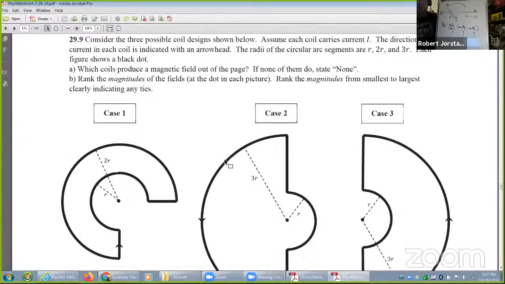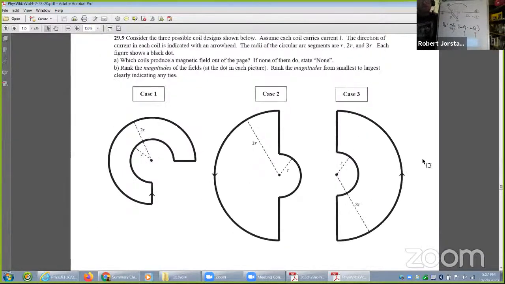This was a test question once. Okay, so we've got these 3 coil designs. Now, rather than do this problem, let's look at it. I'm going to label some segments here.